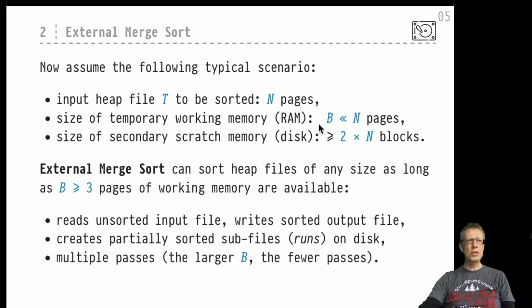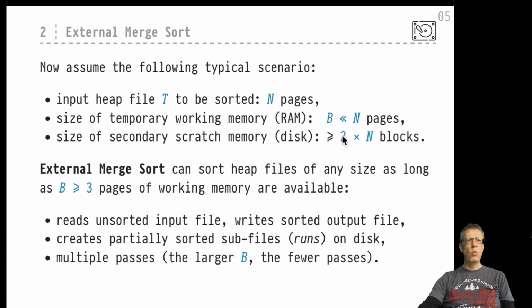N in particular is truly larger than the number of pages of RAM working memory, of buffer memory, that we have available in our database system. So B would be such an integer that describes the available working memory inside the buffer of our database system. Of course, B will be much smaller than N if external merge sort is supposed to play a role here.